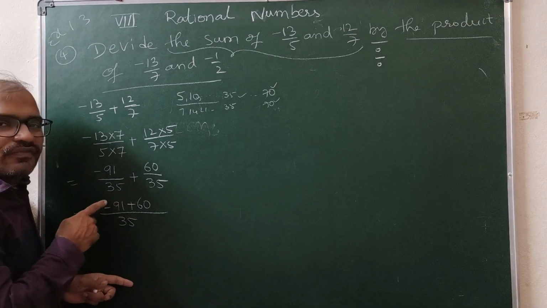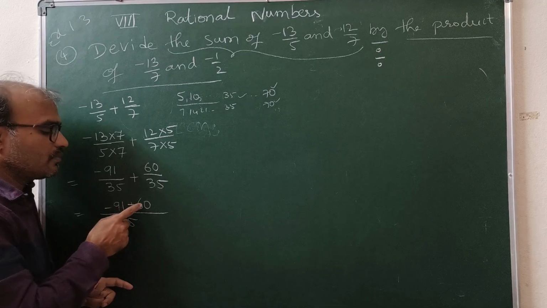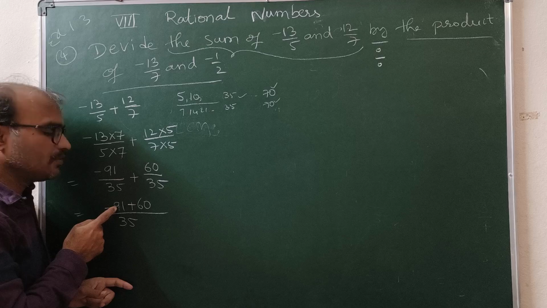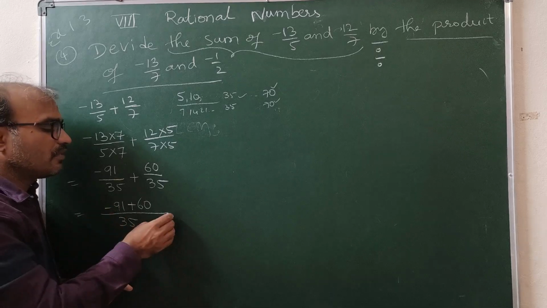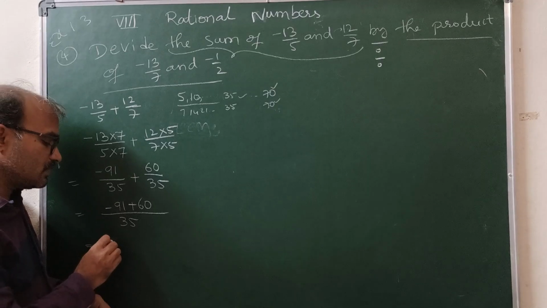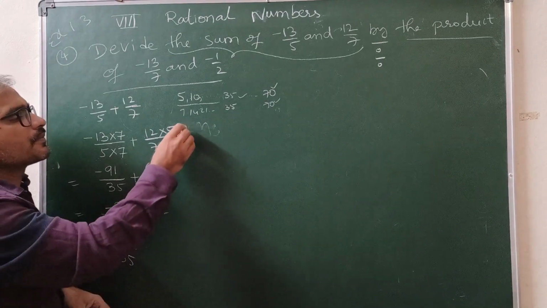you have a borrow of 91 rupees, you have 60 rupees. So even if you give 60 rupees to whom you have borrowed, still you will have to give 31 rupees, nothing but minus 31 by 35, right?